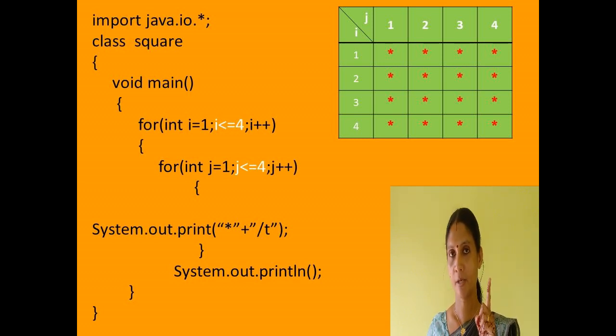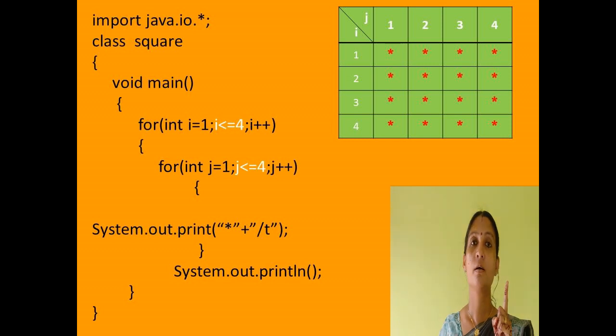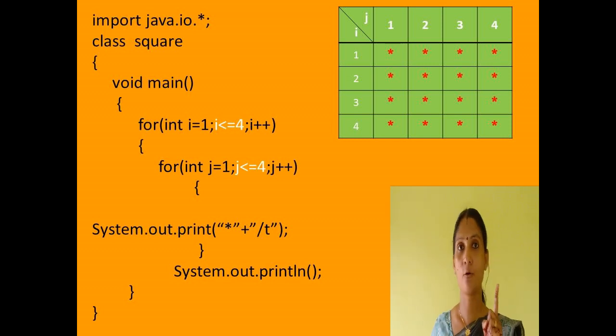Then inside I am giving which value you want to print. Here I am giving star. Then 1 1. In the 1 1 position it will print a 1 star. Again it will try to find out the limit of that inner loop.